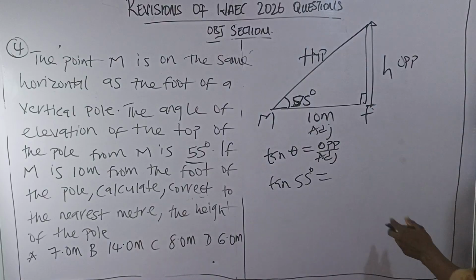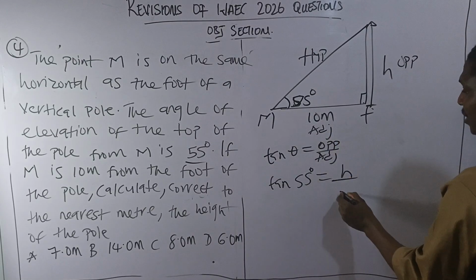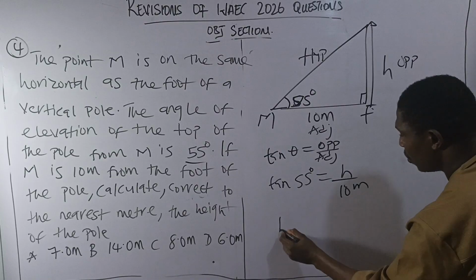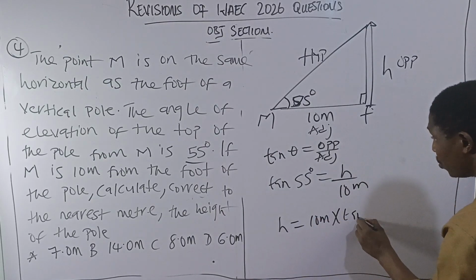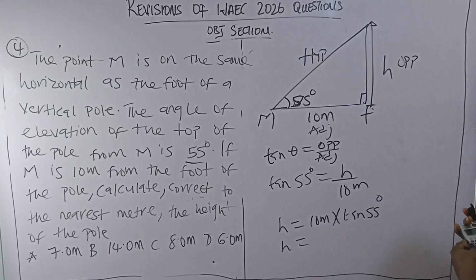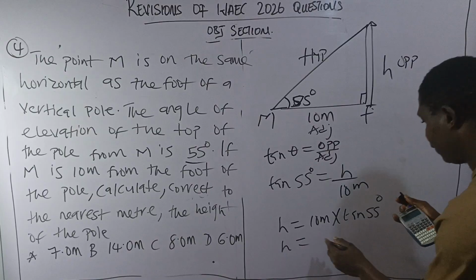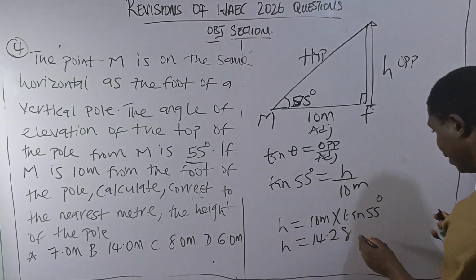So that equals my opposite, which is h, which is the height I'm looking for, all over my adjacent, which is what? 10 meter. So h should be equal to what? 10 meter times tan what? 55 degrees. And h should be equal to 10 tan 55, which will give me 14.28. But the question says to the nearest meter.